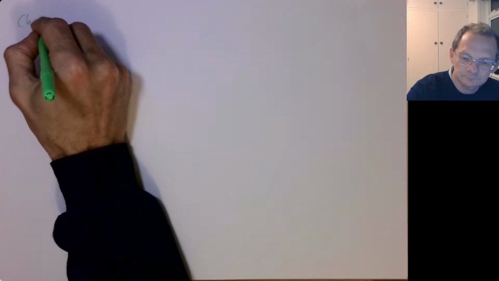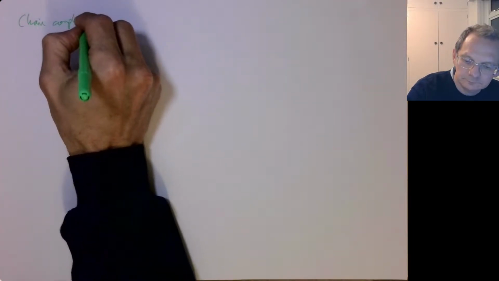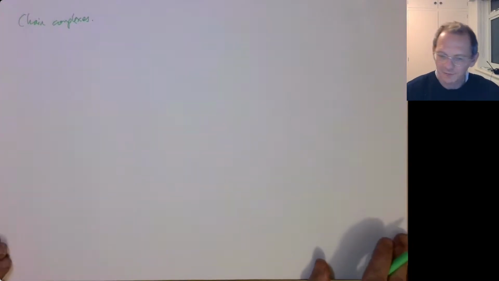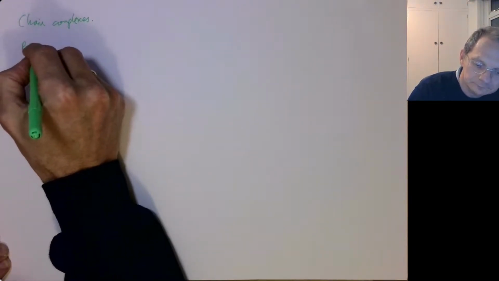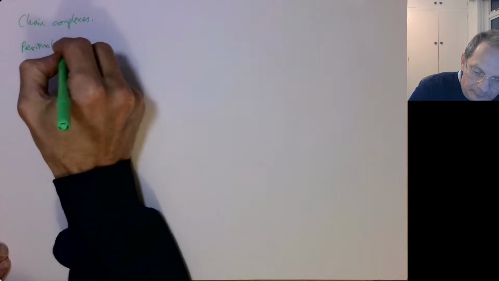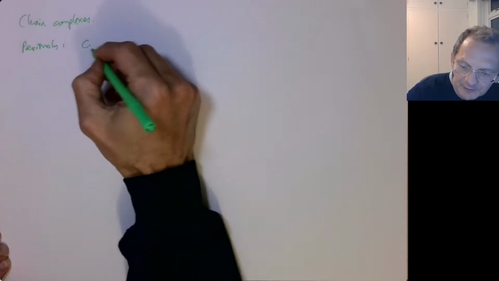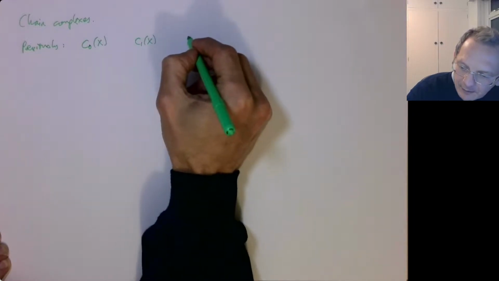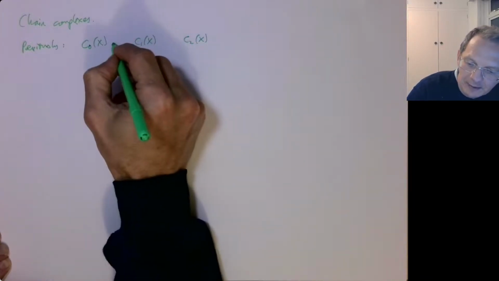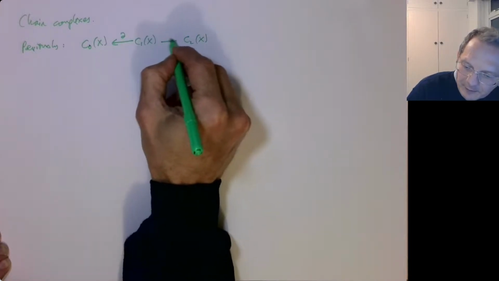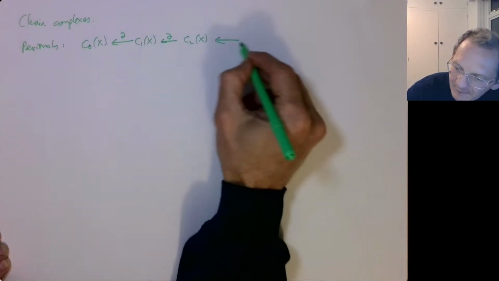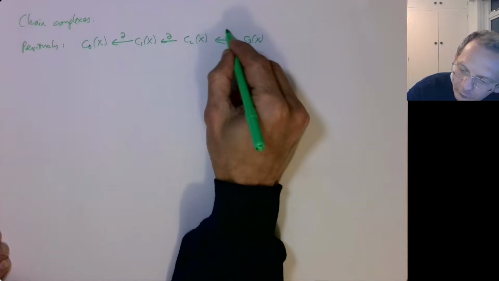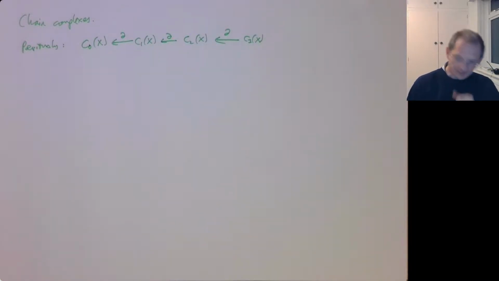So in this video we'll talk about chain complexes. Previously we defined, for any space X, groups C0X, C1X, C2X, etc., with the differentials called D going from C_{k+1} down to C_k.